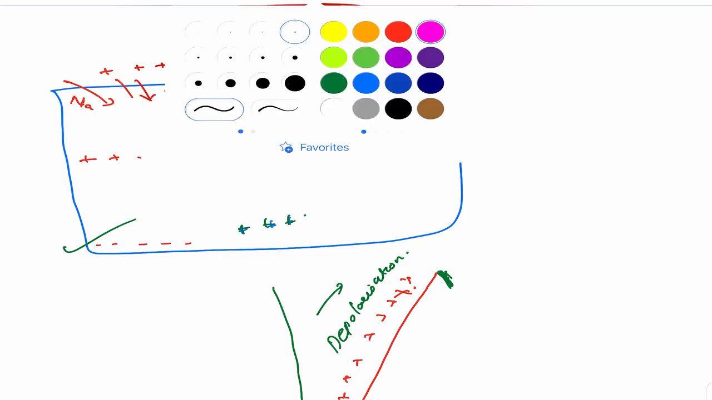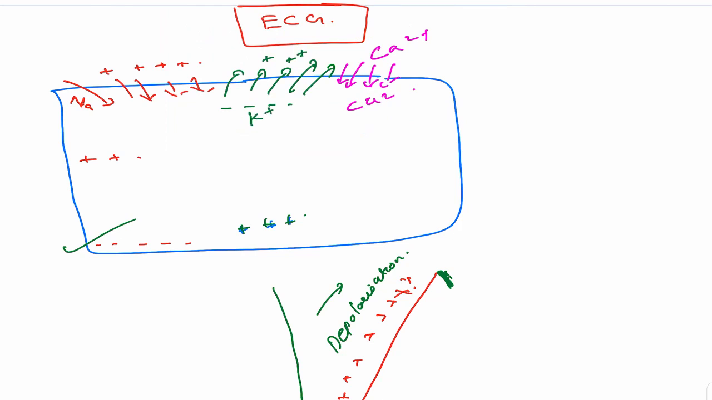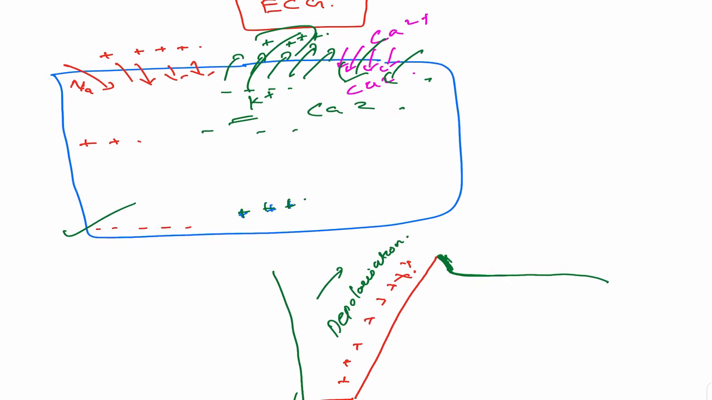So what has happened here? Potassium is going out, so positive is going out, and positive is coming in. That means there should be a plateau phase, where the potential is maintained. There is no net change in potential. Initially the potassium channel opened and the inside became slightly negative. Now calcium is coming in, so the inside is becoming positive again, but equally potassium is going out, so the potential is maintained.